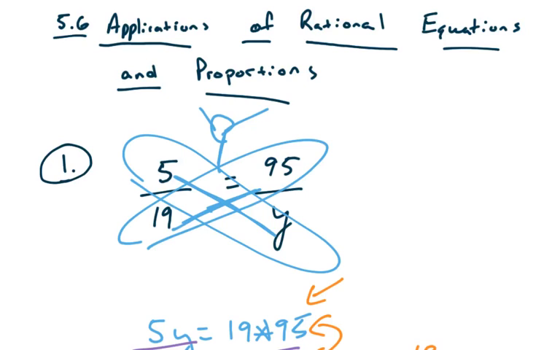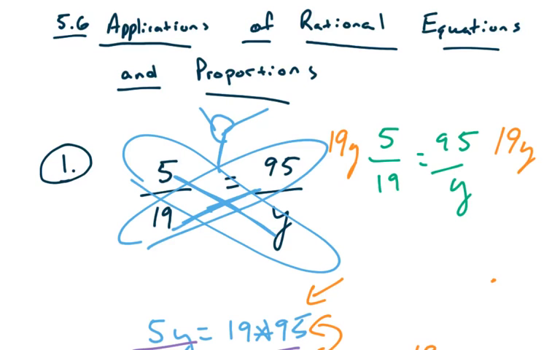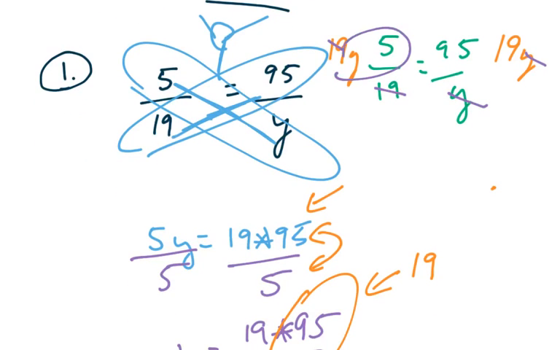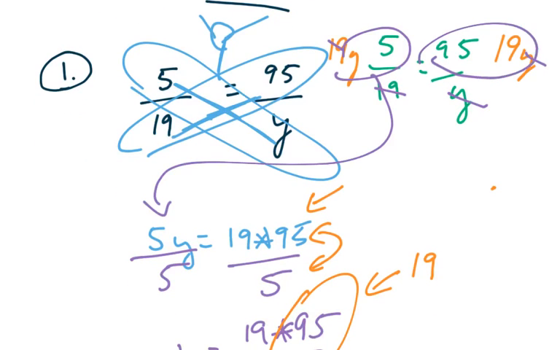And so let me rewrite this. This was 5 over 19 equals 95y. And so what cross multiplying really is that you're multiplying through by the common denominator, which is 19y. And notice that if we multiply through by 19y, the 19's divide out here, and the y's divide out here. And so that would leave you with 5y and 95 times 19, which is this right here.